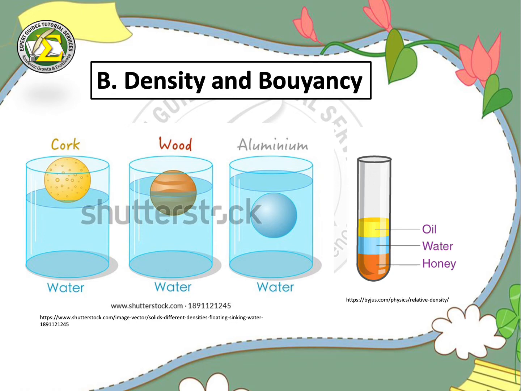Here we have an example of three materials exhibiting three different densities. We have cork, which is floating completely, wood that is slightly submerged, and aluminum, which is fully submerged. With these said, we can say that cork is the least dense, followed by wood, then aluminum being the most dense.